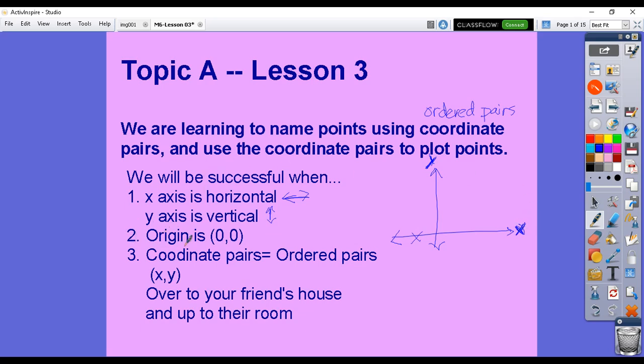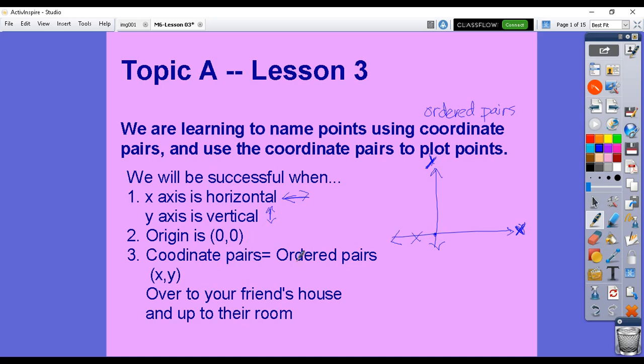And we need to remember that origin. That origin is where our X and our Y axis intersect. They're perpendicular lines, meaning they run into each other at a 90-degree angle. So this point right here is called our origin. And the ordered pair or the coordinate pair for that is 0, 0.